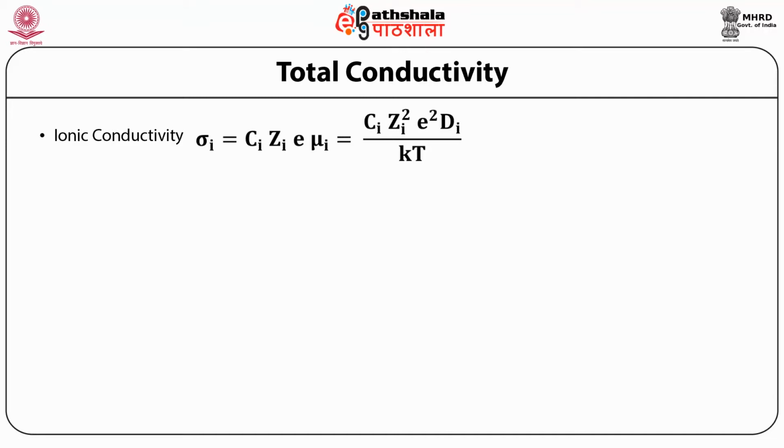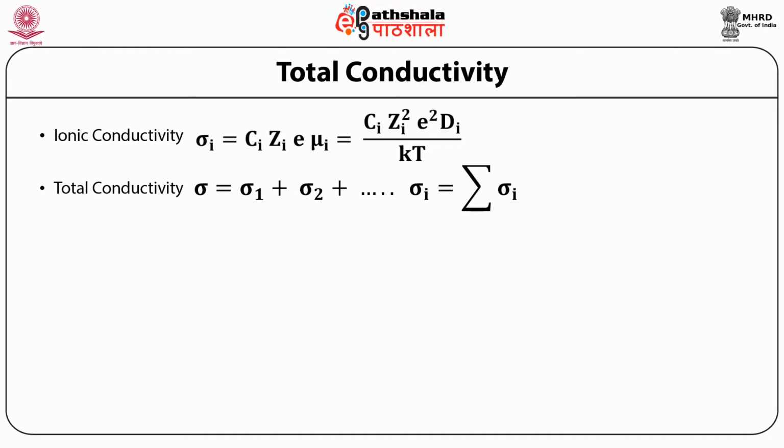Now, if we talk about the total conductivity, since all charged species contribute to the electrical conductivity, we can write the total conductivity as sigma, which is equal to sigma 1 plus sigma 2 up to sigma i. So this total conductivity consists of ionic and electronic conductivity, where electronic conductivity sigma e is equal to n_e mu_e plus n_h mu_h. Now the total conductivity will be the sum of all conductivities.